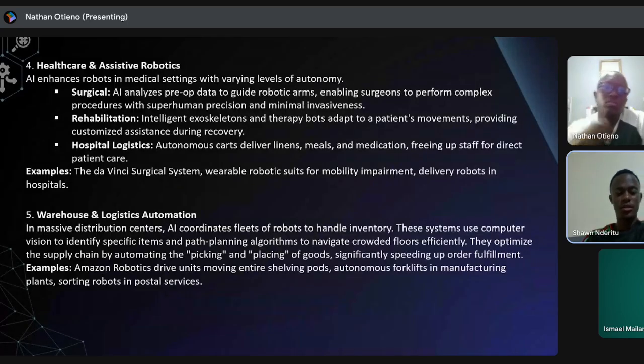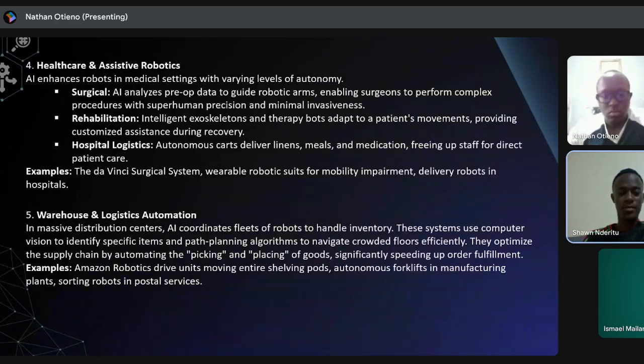Next one, we have warehouse and logistics automation. In massive distribution centers, AI coordinates fleets of robots to handle inventory. These systems use computer vision to identify specific items and path planning algorithms to navigate crowded floors efficiently. They optimize the supply chain by automating the picking and placing of goods, significantly speeding up order fulfillment.